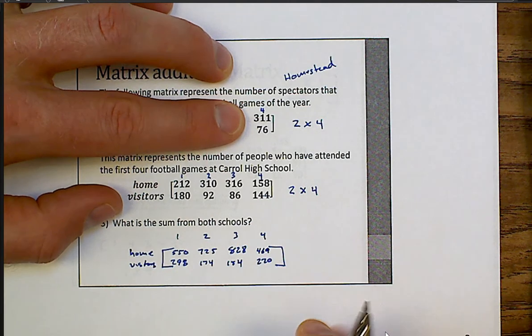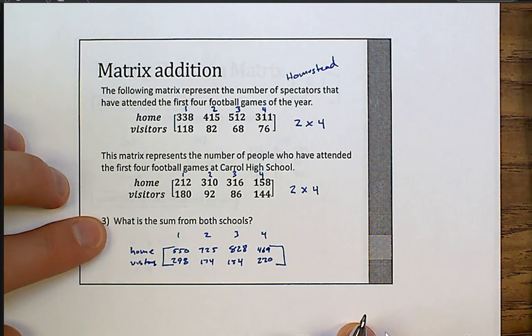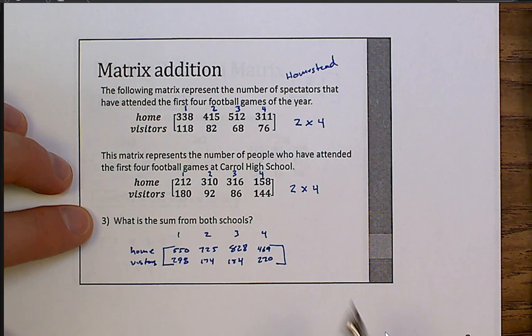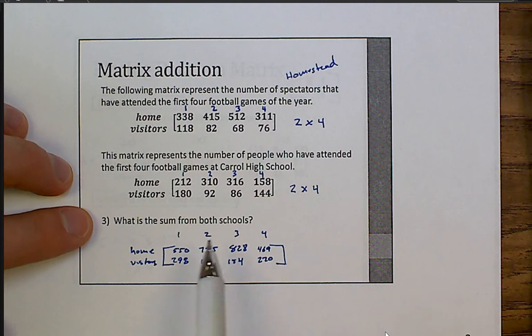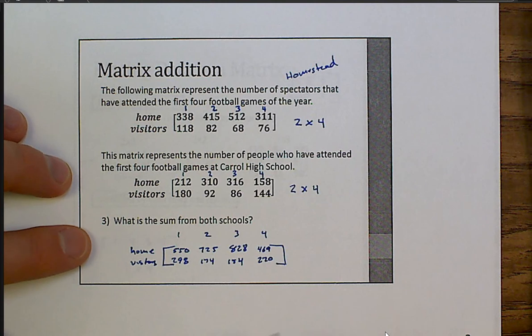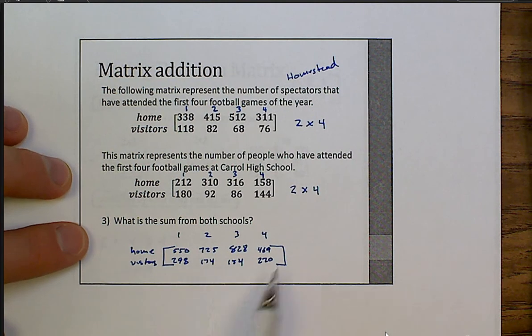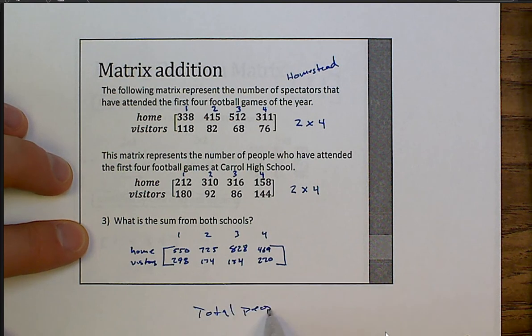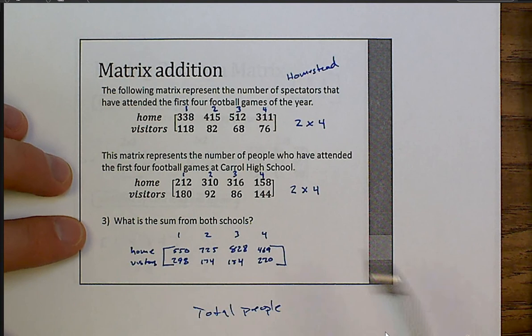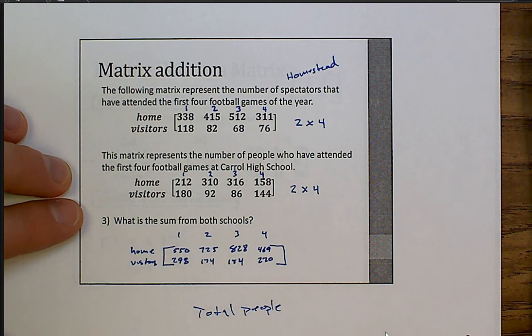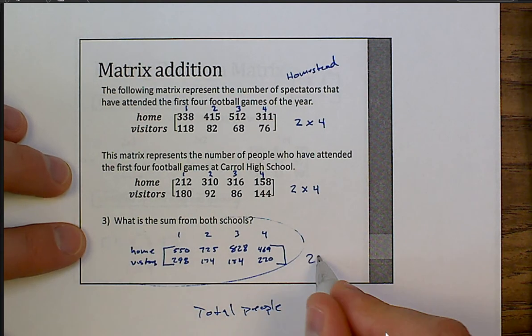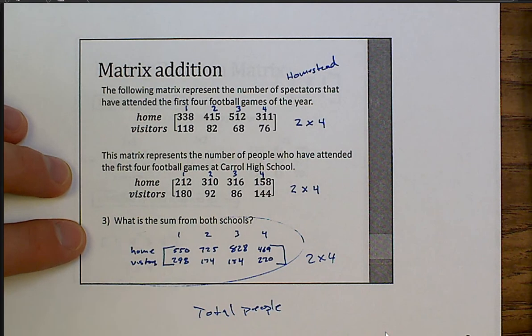Now, this says, what is the sum from both schools? In my mind, if I interpret that, it makes me think, okay, how many people have attended the games up to this point, through game 4? You could add up all these numbers and get a total number of people at the game, which again is probably a poorly worded question. This is what I wanted to see here. I wanted to make sure that we're adding those matrices together, okay?